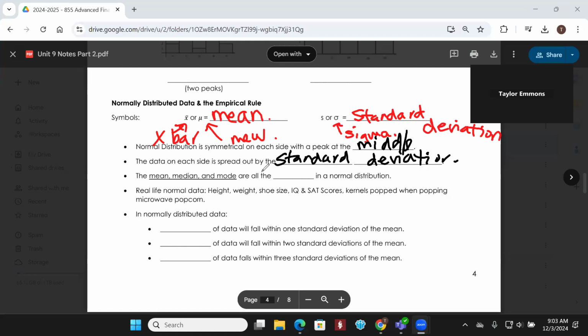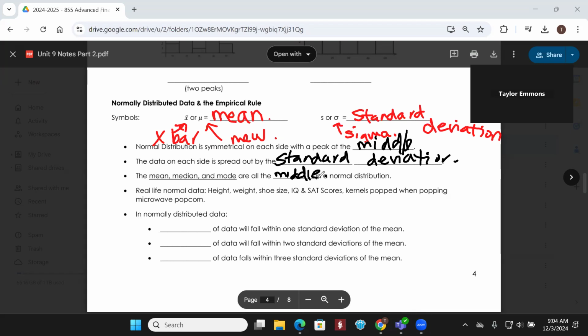The mean, median, mode are all in the middle of the normal distribution. Real life normal data: this is talking about height, weight, shoe size, IQ, SAT scores, kernels popped when popping popcorn in a microwave. These are all examples of a normal curve.